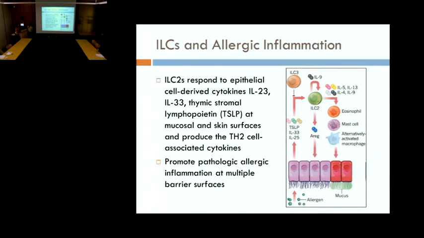Okay, so the ILC2s respond to the IL-25 and the IL-33 that we were just talking about, which play a really important role, as well as TSLP, another factor at both the mucosal and the skin surfaces. And then they cause the Th2 cells to secrete all these cytokines and cause these reactions at the different barrier surfaces that we talked about. And this is another pretty diagram that shows that. Or actually, this is a small part of the old diagram that I showed.